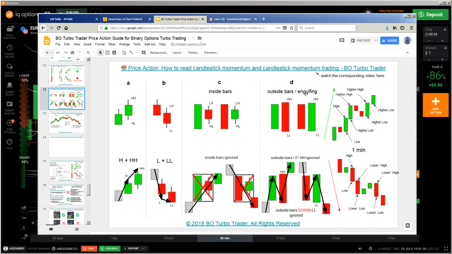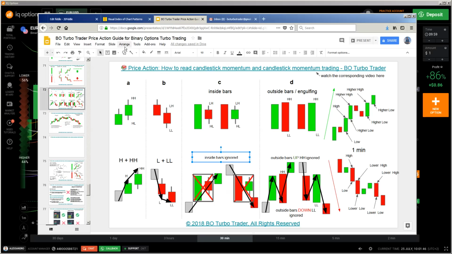So we have here four kinds of patterns. We have the ones where we create higher highs and higher lows, and the ones where we create lower highs and lower lows. It's an uptrend and a downtrend. Then we have the inside bars, and then we have the outside bars. And here below we have how we connect those things together.